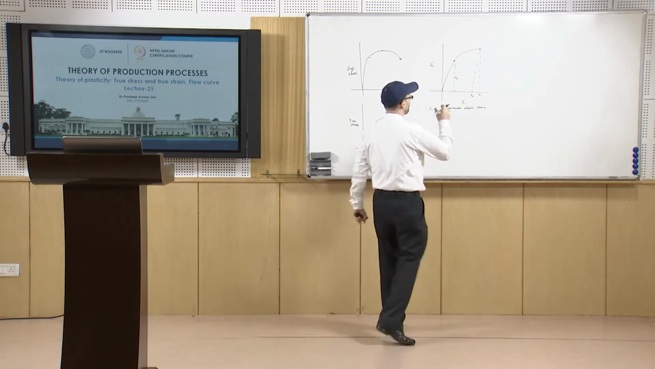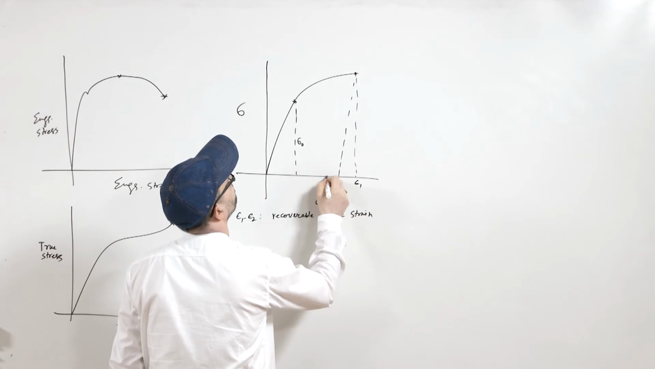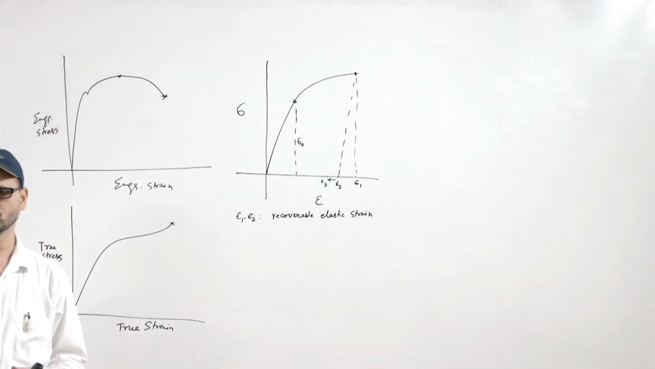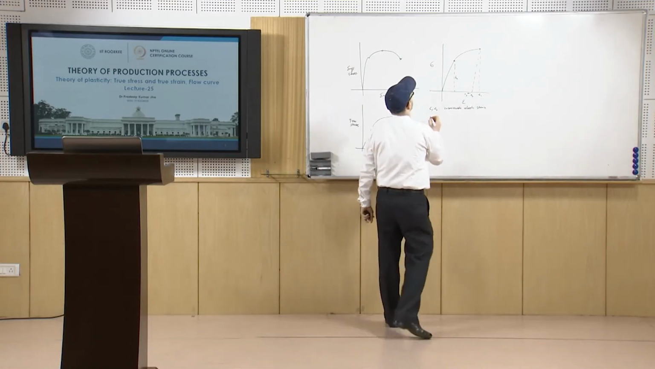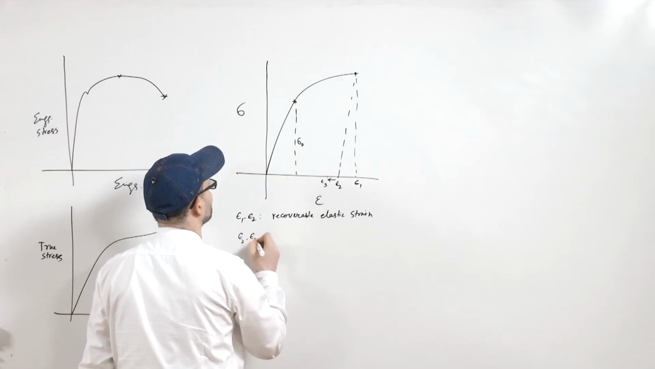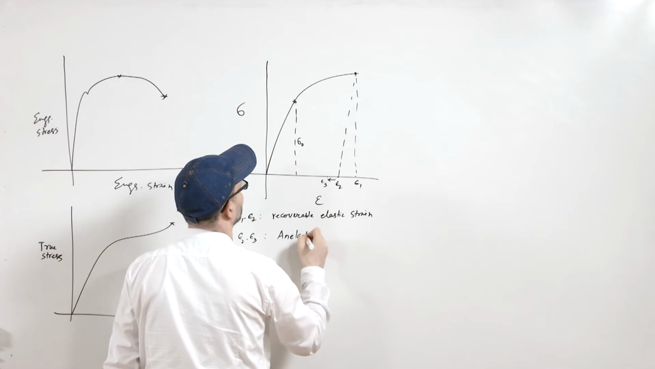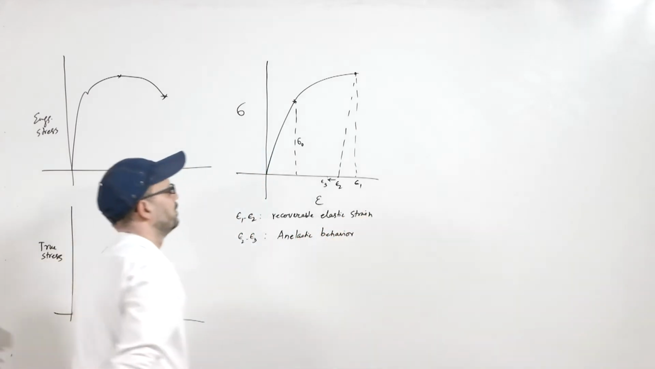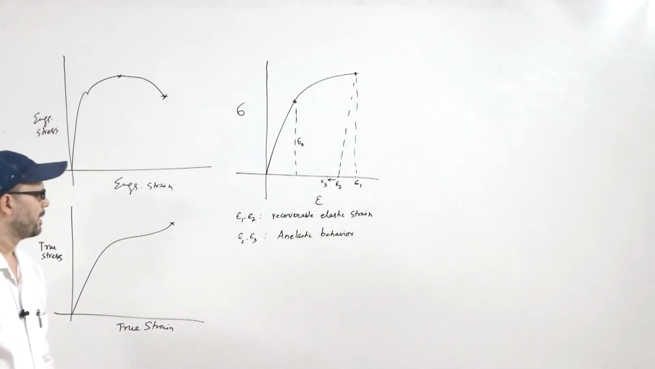Then further, it is not stopping here, it has a further tendency to move. So it may come somewhere to epsilon 3. So strain will be further reduced, and this is basically because of the inelastic behavior. So this is what is found in the case of these true stress true strain curves.